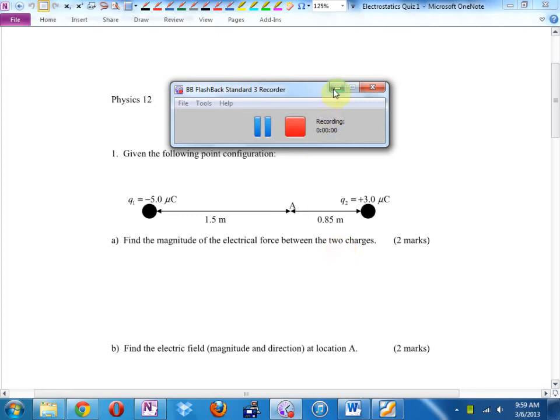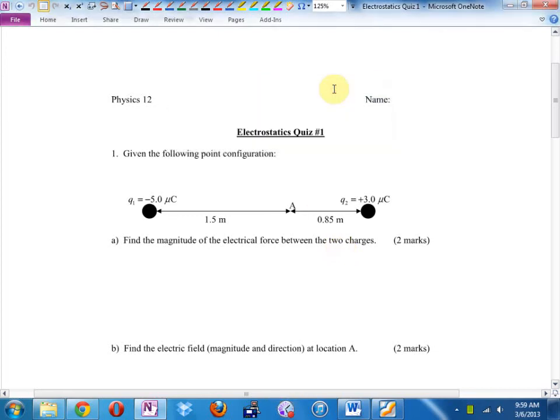Of us. I know you all did the take-home quiz, all 9 of you that forgot to do it last time. So here we go. Number 1 says, given the following point configuration, find the magnitude of electric force between 2 charges.